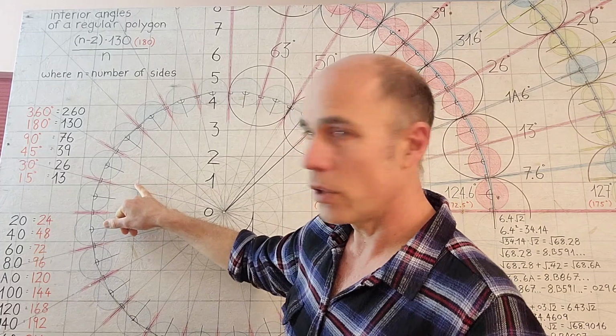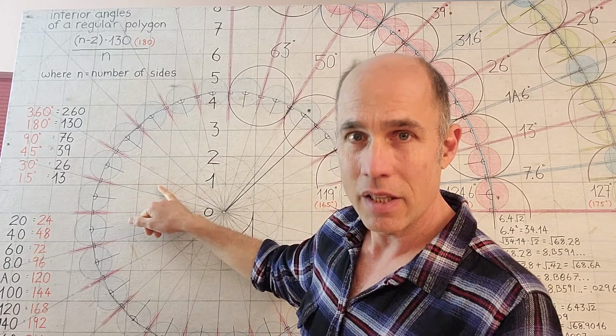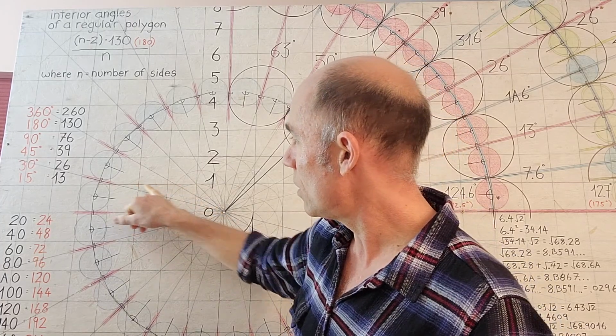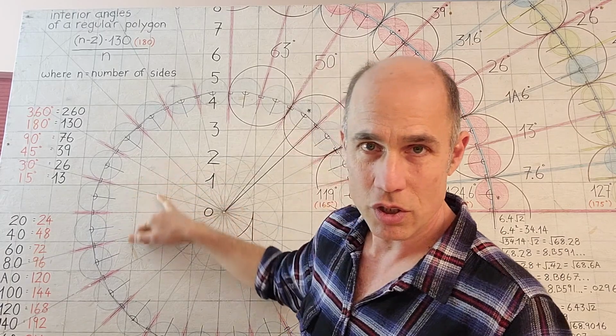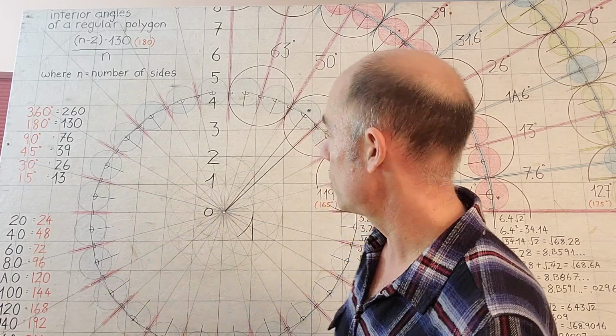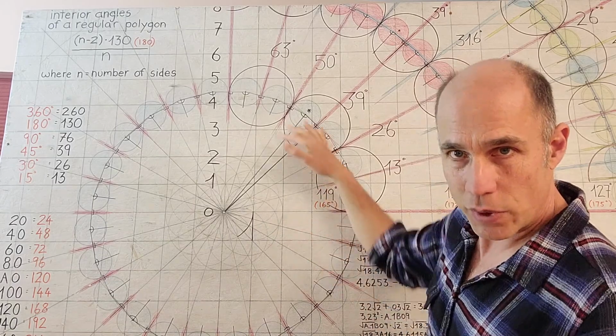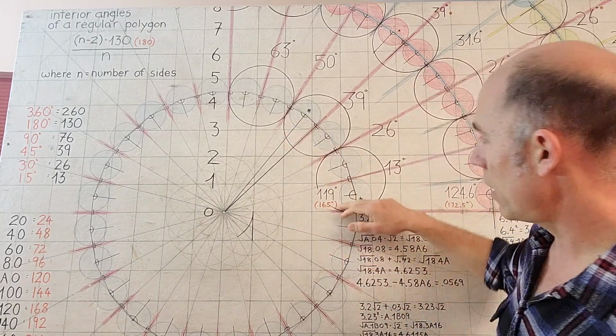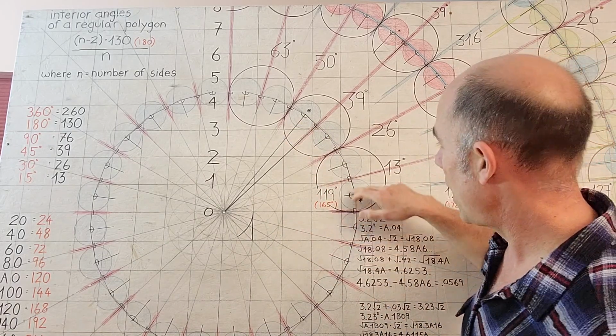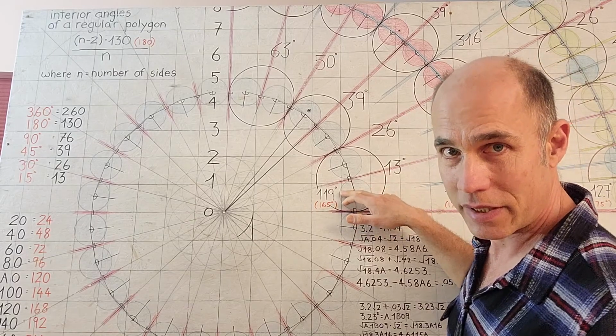So there's 1, 2, 3, 4, 5, 6, 7, 8, 9, 10. So each of these squares is 3 inches by 3 inches as far as the size goes. So this is the first wing that we were already looking at. You can see again, here's the 165 for the angle inside, 119 in base 12.